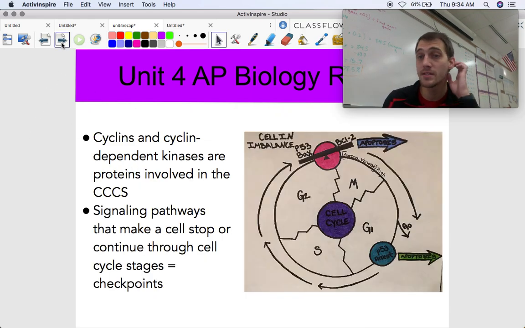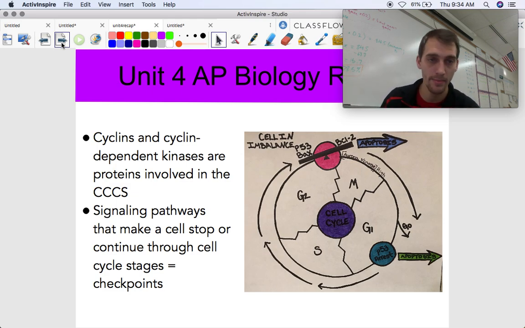Now, the main players in the cell cycle control system are proteins called cyclins and cyclin-dependent kinases. There's kinases again. What do they do? They activate other proteins. They phosphorylate them. And they're the main proteins involved in the cell cycle control system.